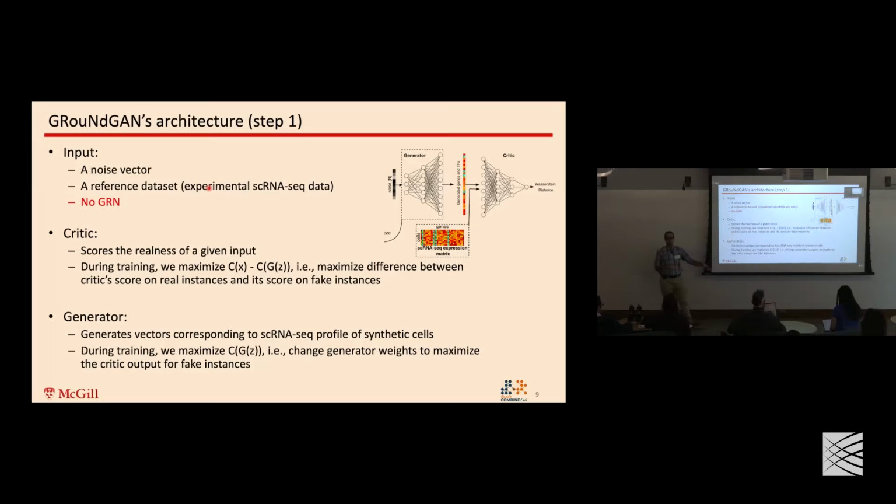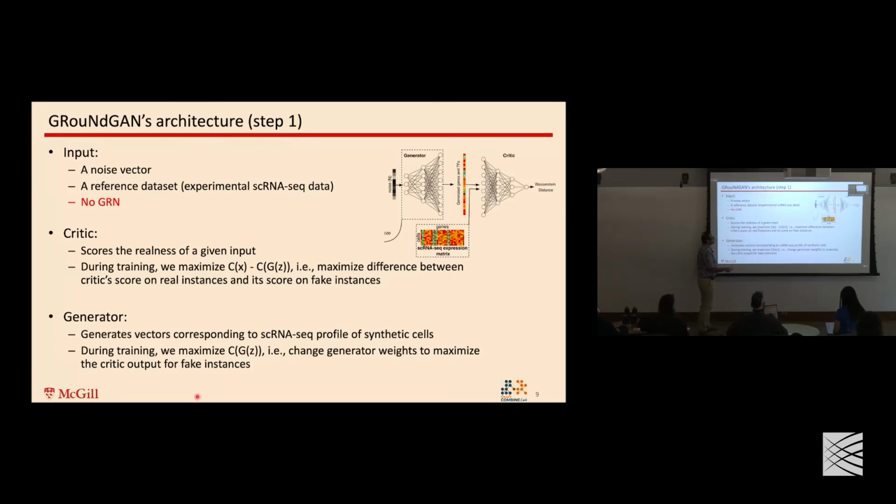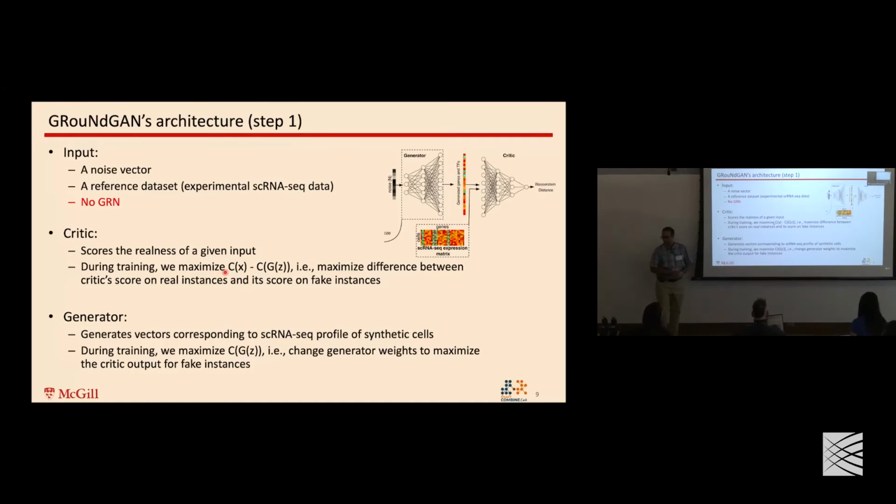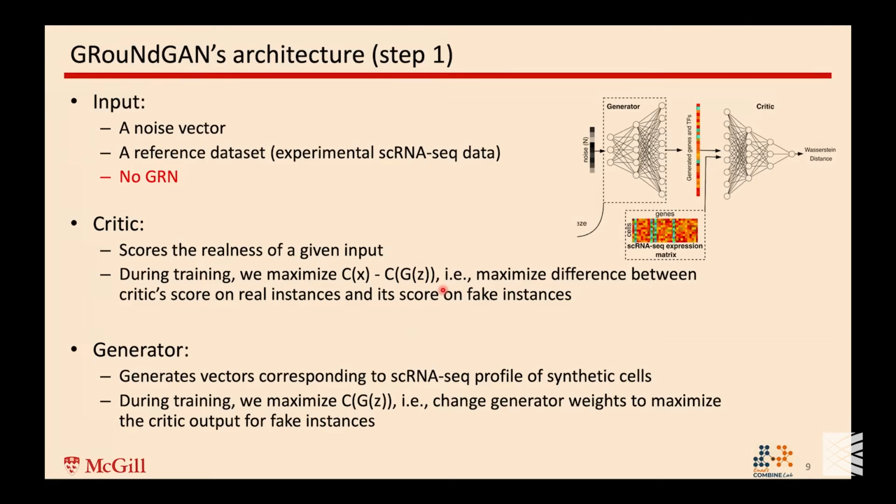Here we have, again, two modules. We have our critic, which effectively, as Yazdan mentioned, is the discriminator, except that now it scores how real the samples look. During the training, we maximize the difference between the score that it assigns to X, our reference data, and the score that it assigns to the output of the generator. So we try to maximize this difference such that it's a good critic. It can tell the difference between simulated data and real data.